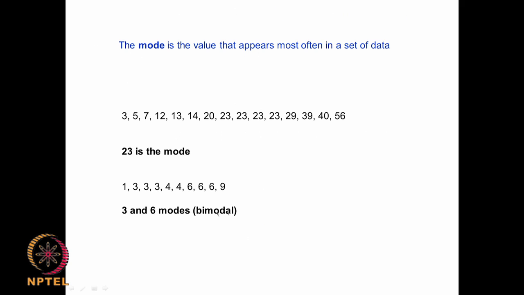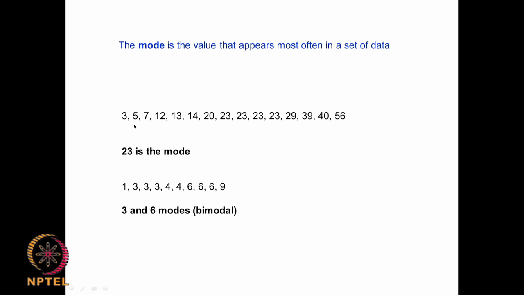Then there is something called mode. Mode is the value that appears most often in a data set. So, if you have a data set like this, 23 is appearing many times. So, 23 is the mode of this data set. Now if the data set is like this, you have 3 and 6 appearing. So you have 2 modes, this is called a bimodal distribution, whereas this is monomodal.